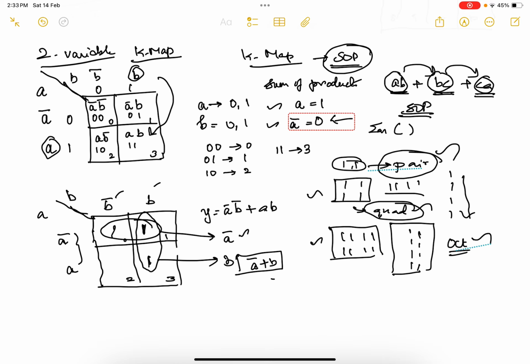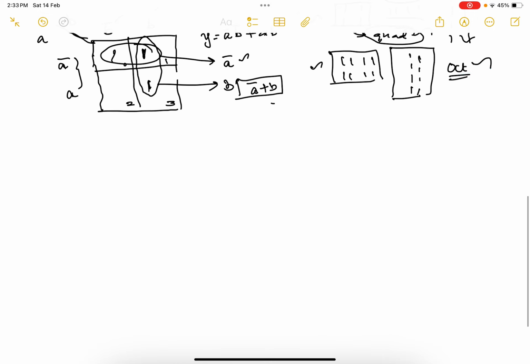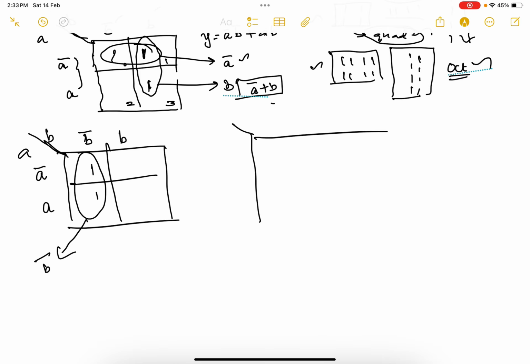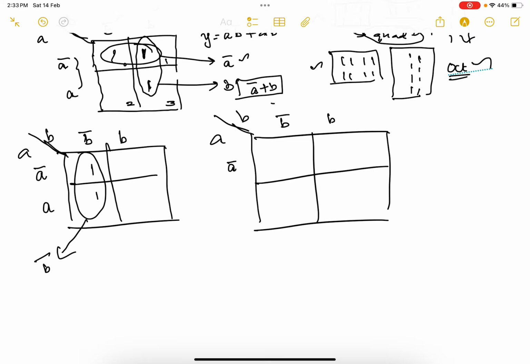Got it? Now in the same manner, for example, if we get a structure like this, what is the answer? This will be A, B. B can be either 0 or 1, and A can be either 0 or 1. So this will be a pair, and for this pair the answer will be B dash. Got it? But now if you have a structure like this, A, B, B dash, B, A dash, A.